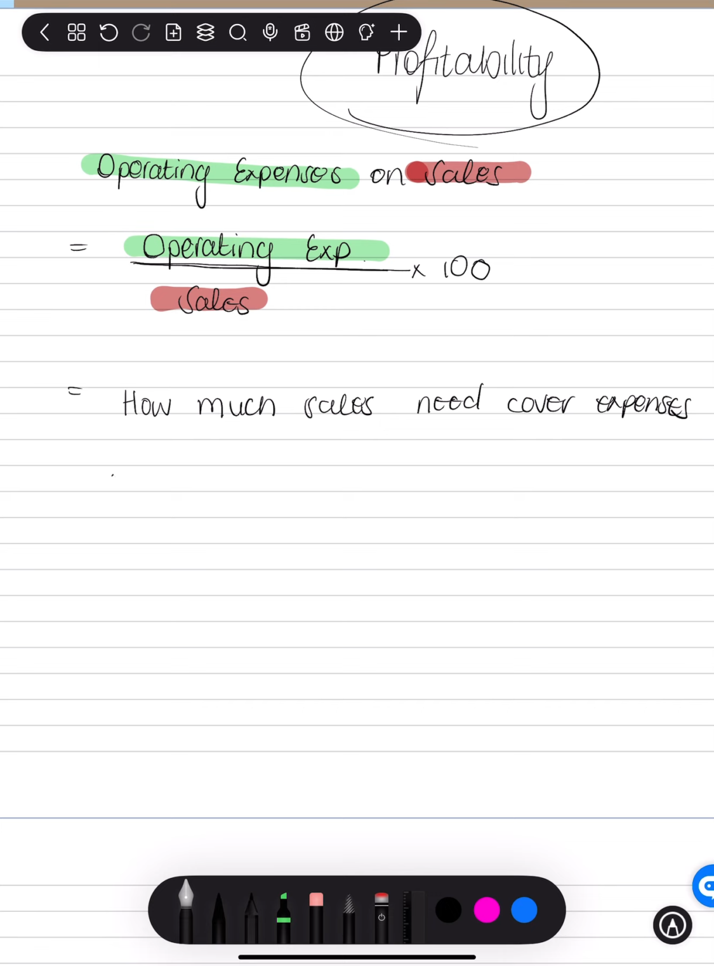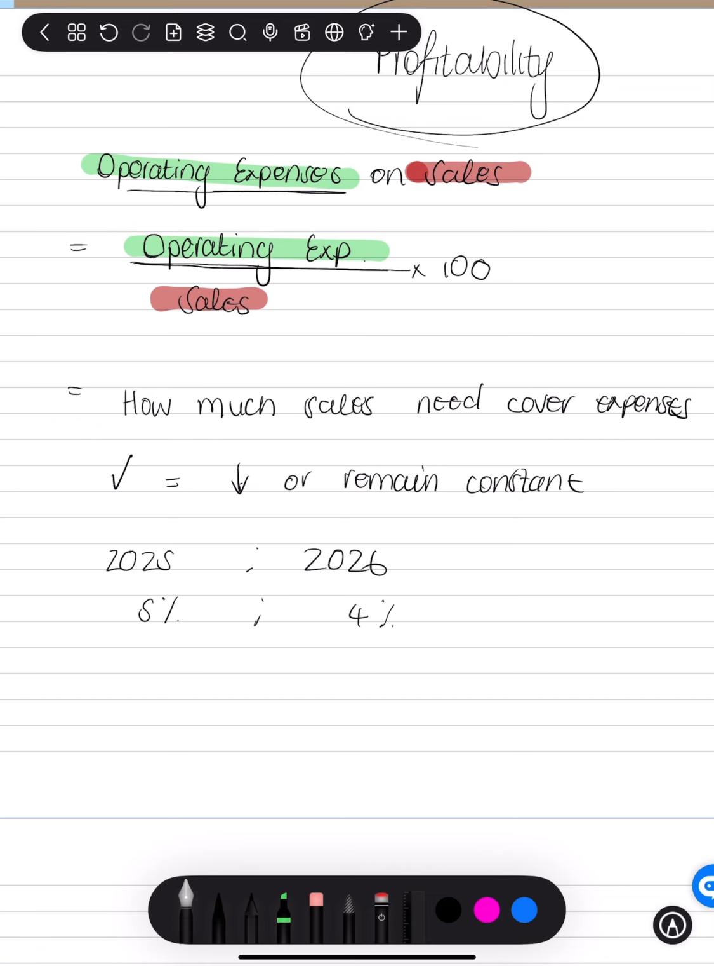Okay, so if it is good, then it needs to be dropping or remain constant. Yes? So it means operating expenses can't be increasing all the time. So if this ratio is good, it needs to be decreasing from year 25 to 26. It needs to be, for example, 5% and then 4%, or it needs to remain 5% in each year, if that makes sense. Yes? Because we do not want operating expenses to constantly be increasing.